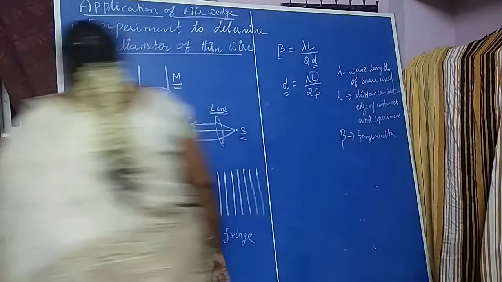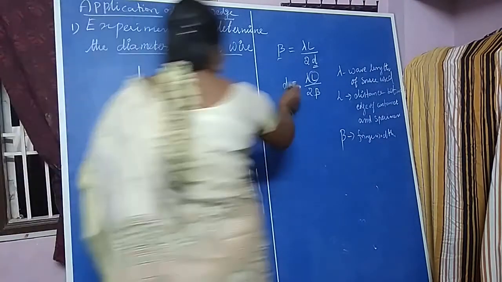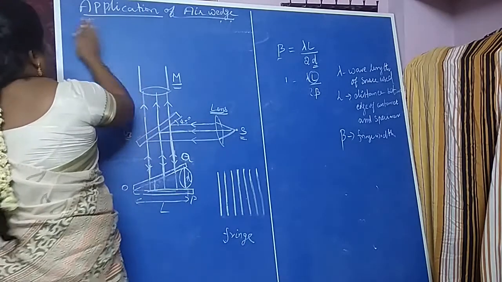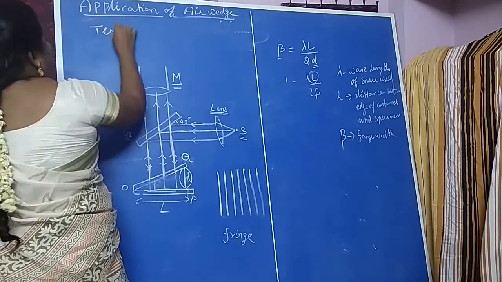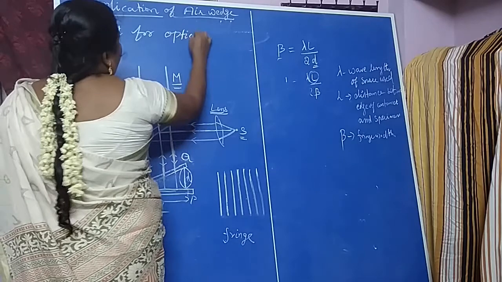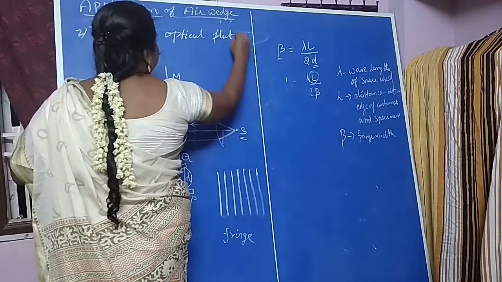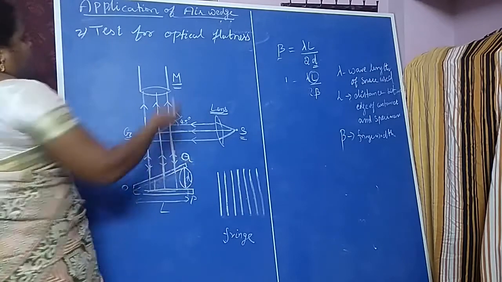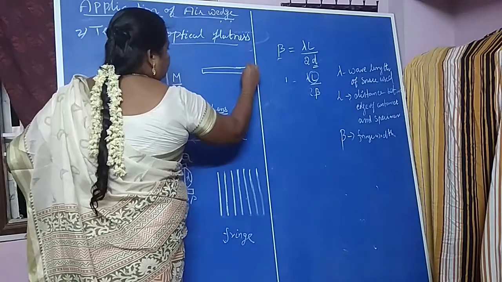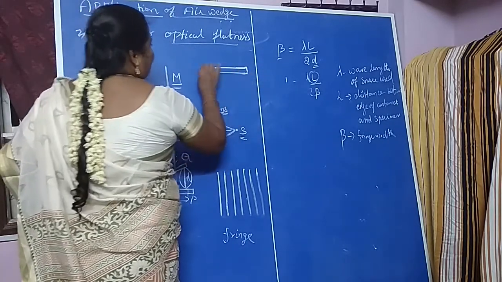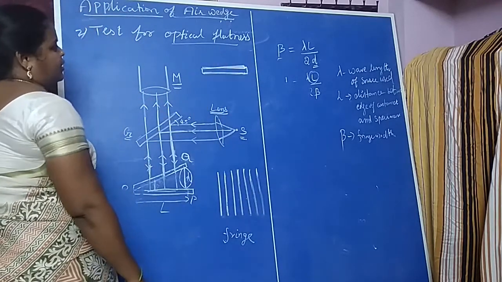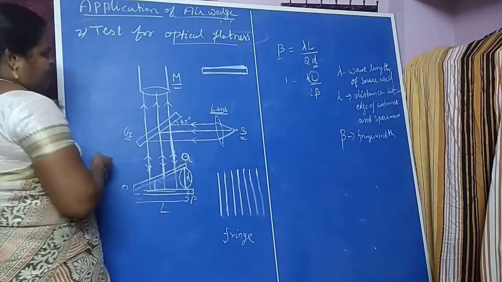Then the next application of air wedge, the second application, is the test for optical flatness. If you are given a glass plate, you have to check the optical flatness of the glass plate. So we are going to use the air wedge setup.